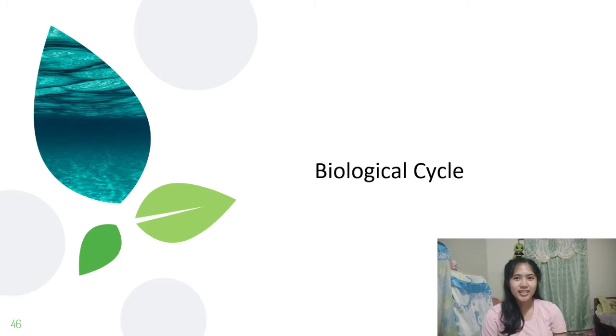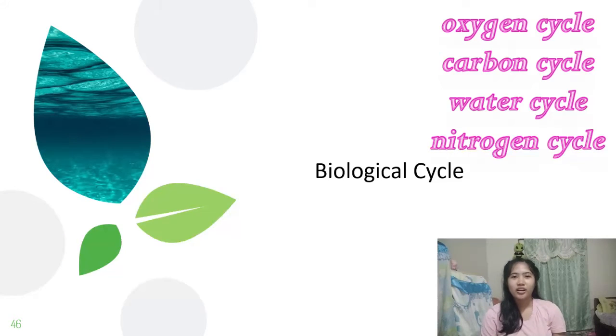The biological cycle is the cycle of elements that forms in nature. In the course of the biological cycle, the elements can take various chemical forms. There are 4 important cycles in nature. They are the oxygen cycle, water cycle, carbon cycle, and nitrogen cycle.